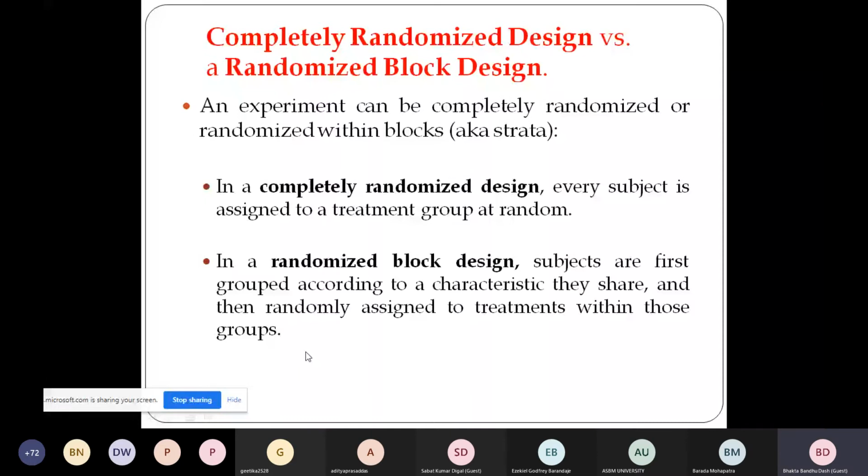One is your completely randomized design, the other one is your randomized block design. Completely randomized design is what? Every subject is assigned to a treatment group at random. Say 100 samples you are taking, all 100 are exposed to the treatment condition. That means say 100 students you have selected, you provided training, and you do a post-training evaluation to assess the knowledge acquisition. All 100 students are exposed to the training and assessed. This is completely randomized design.